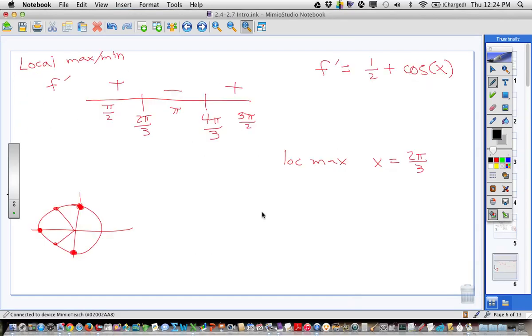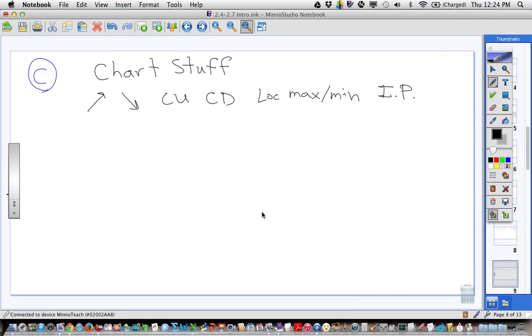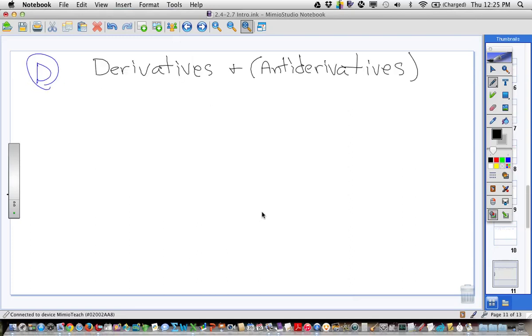And then we're going to talk today about global max and min, which is different than local max and min. Okay, so we'll be talking about that. And then we're going to be talking again more about chart stuff, which is just a continuation of what was on this last quiz, where we had to do local max min, or where the function's increasing and decreasing, do a number line, that kind of thing. Except now we'll do it with trig functions, and we'll do it with exponential and log functions, now that we've learned those rules. And then the last thing is just, again, your basic derivative and antiderivative rules, which is a lot of what this homework was today.